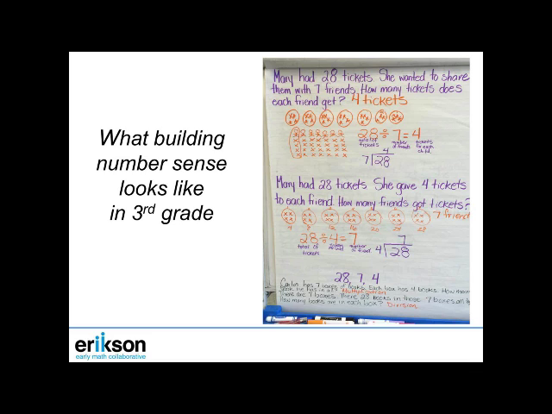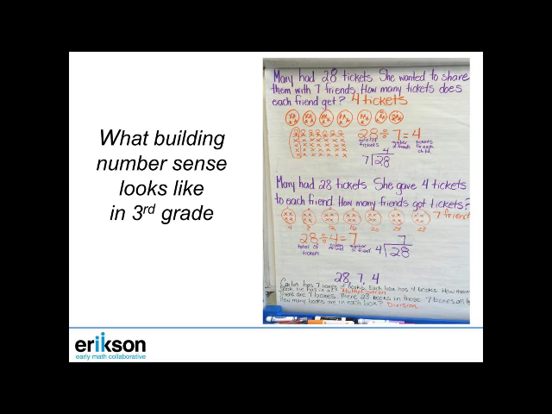One of them is Carlos has 7 boxes of books, and each box has 4 books. And how many books does he have in all? And another one is that there's 7 boxes and 28 books in those 7 boxes. And how many books are in each box? And so they came up with a multiplication problem and a division problem. And they were able to tell me, that's a multiplication problem because of this. This is a division problem because of that.